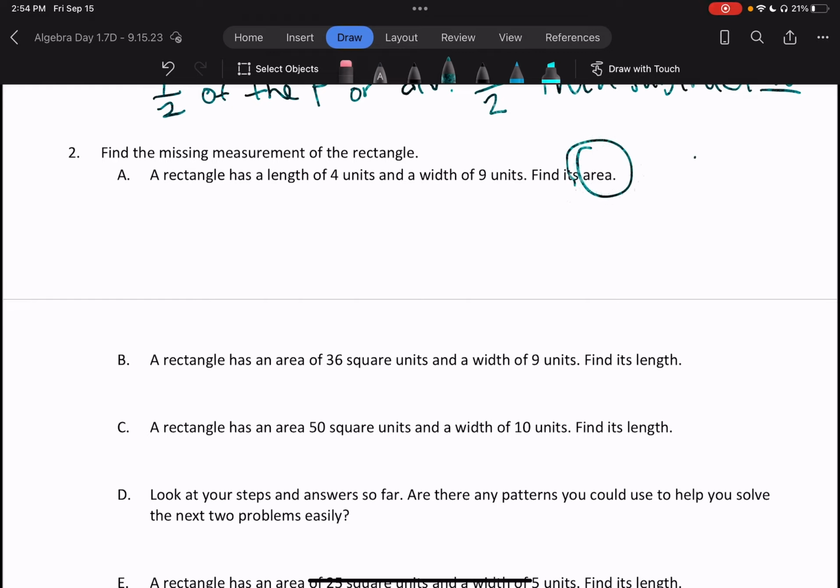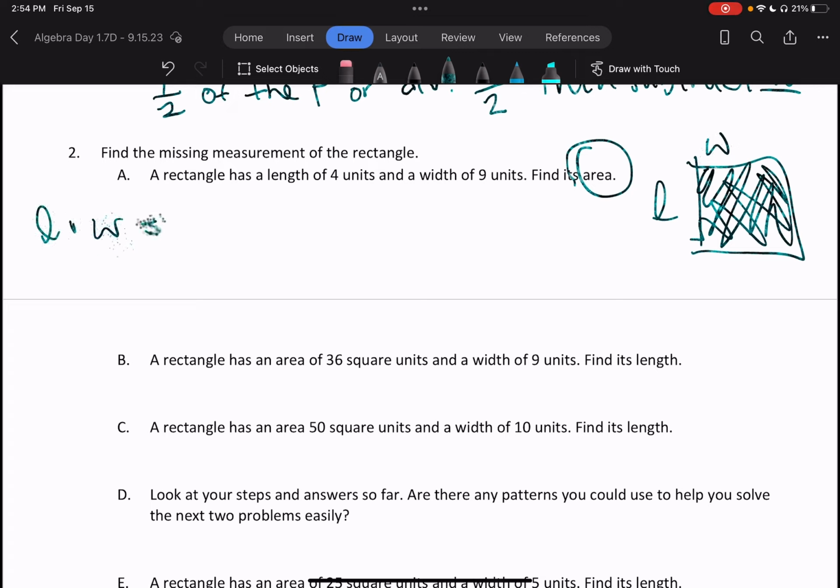Now remember, area is what is filled in, the measurement of the space inside, and that's measured by length times width. So length times width gives us our area. We have 4 times 9 equals 36. And again, we don't know what the units are, so we're just going to say square units. If it was centimeters, we would say centimeters squared.